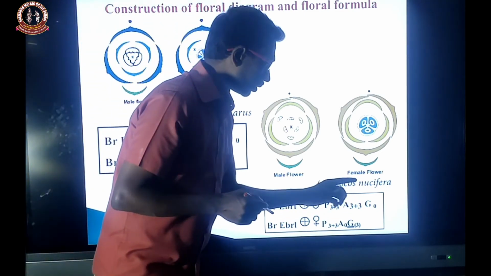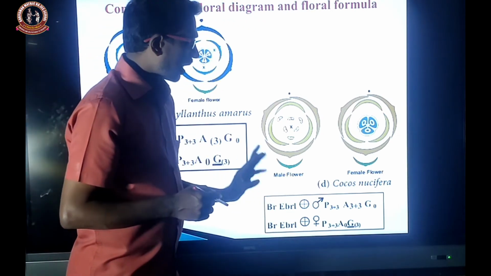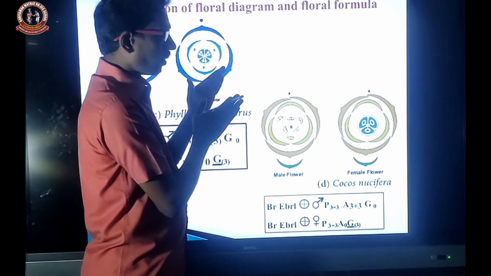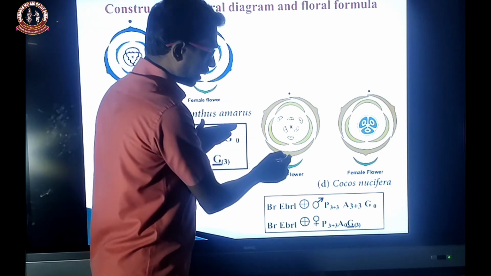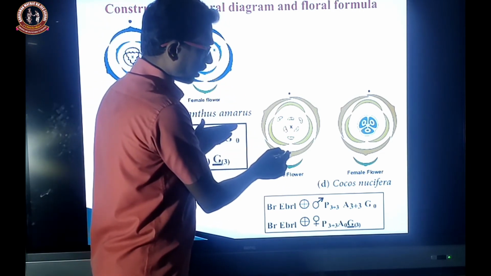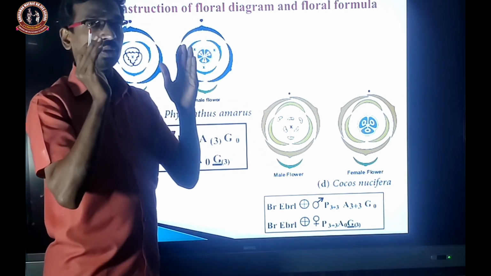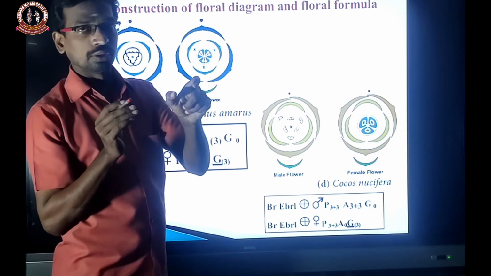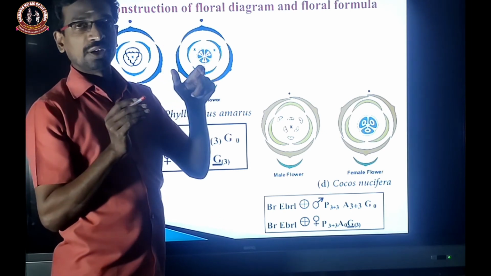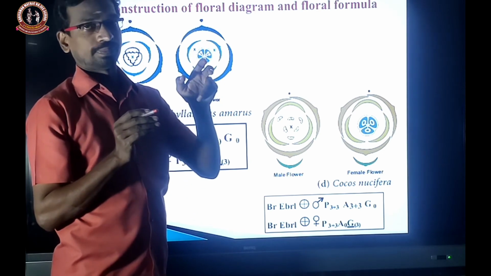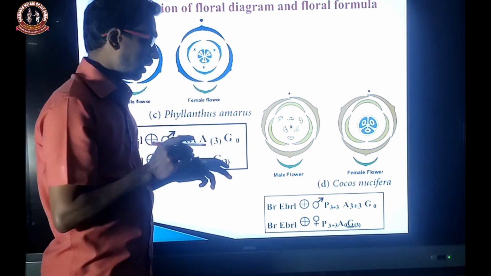So next, Cocos nucifera, male flower and female flower, the same. In the arrangement of floral whorls, you can see that first one is bract, and then bracteole, and then calyx, corolla, androecium, and gynoecium. You can clearly know that the central portion occupies the gynoecium. Outer to the gynoecium, androecium. Outer to the androecium, calyx, corolla. Okay, so you can clearly know that.